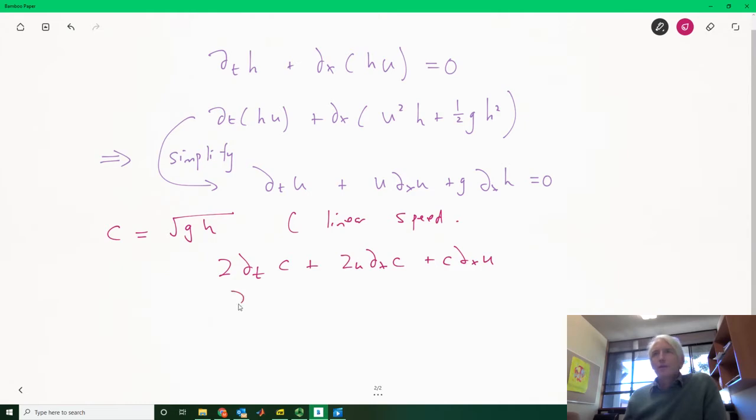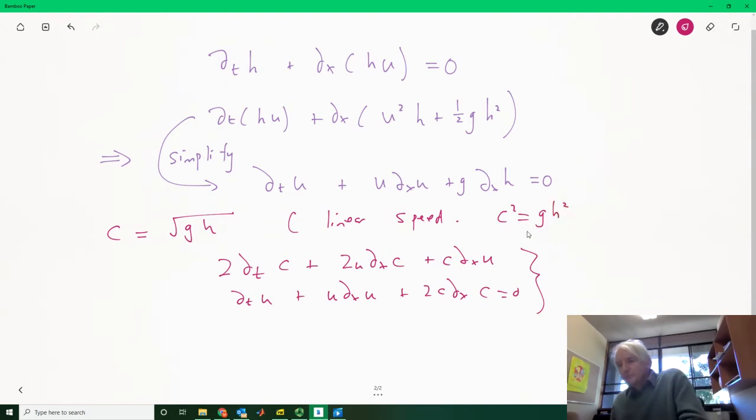That's equation 1, and the second one is the time derivative of u plus u dxu plus 2c dxc equals 0. Okay, so we can transform the system of equations by introducing this variable here, which is the square root of gh, or if you like, c squared is gh. Sorry, gh.